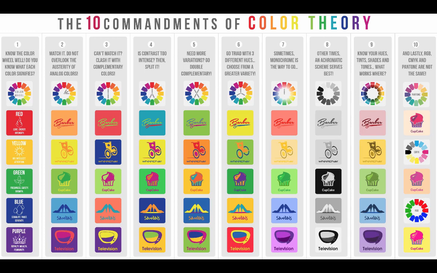And the sixth commandment is go triad with the different hues from a greater variety. So kind of pick from different ends of the spectrum as far as the color wheel goes. And this is another practice I like to use, and I often think this can make a logo or whatever you're designing look pretty cool. And the seventh, which is probably the one I use most, is sometimes monochrome is the way to go. And I think monochrome is the way to go a lot of times. I like the idea of using one color and then using various different hues within that color. It creates a very nice, elegant, but subtle image.